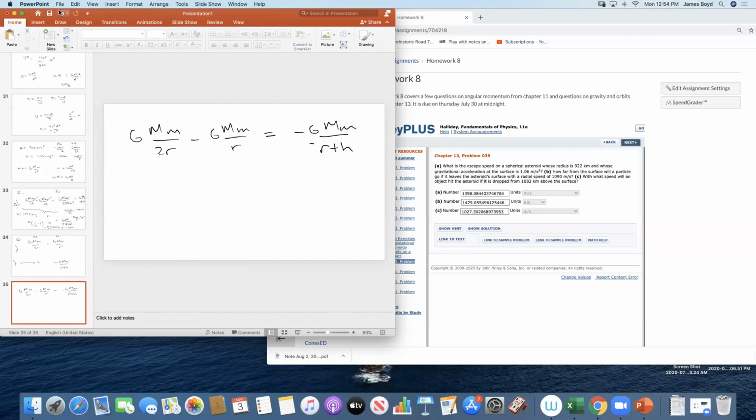Now, we can get rid of all the GMm's, right? And we would get 1 over 2R with a negative sign is equal to negative 1 over R plus H. And therefore, I can get rid of the negative signs. I can get R plus H is equal to 2R. And that means H is equal to R, right? Pretty simple. That means that it has to go out R.